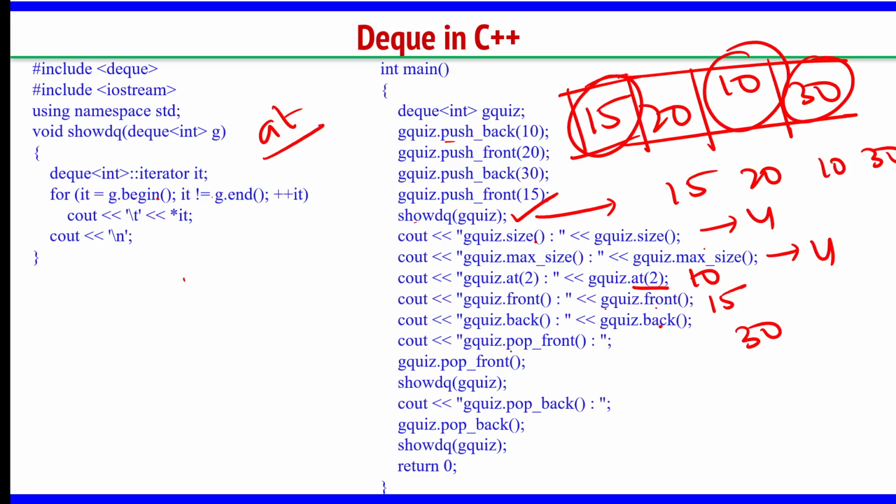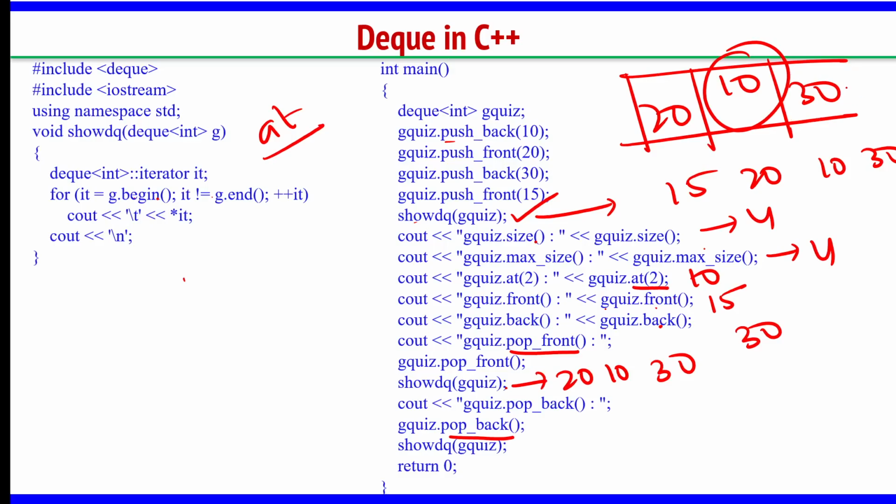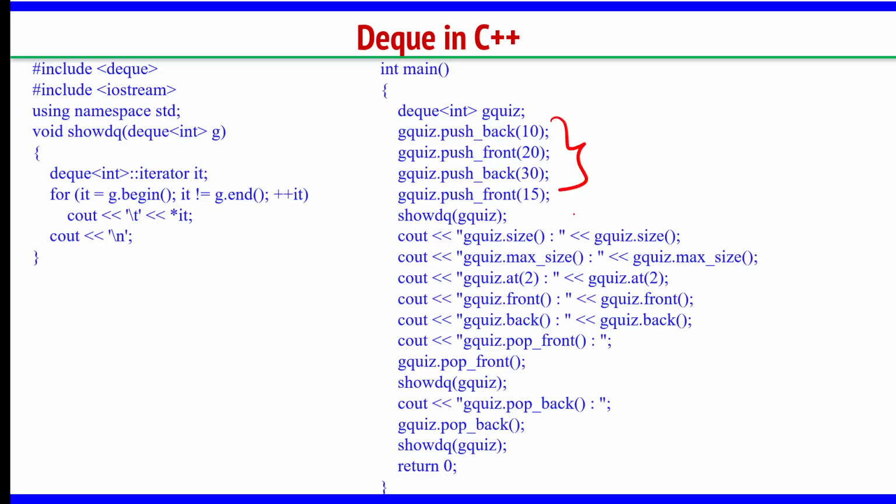Next, gquiz dot pop front. Pop front means 15 gets deleted. When you write this pop front, the 15 gets deleted. When you show, the elements will be 20, 10 and 30. In the same way when you call pop back, the last element is deleted and the queue will be 20 and 10. So, in this single program we have so many functions: push back and front, pop front and back, then size, at, front, back. These are a few functions in the double ended queue of the standard template library, a sequence container in C++.